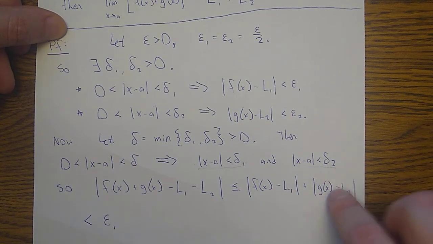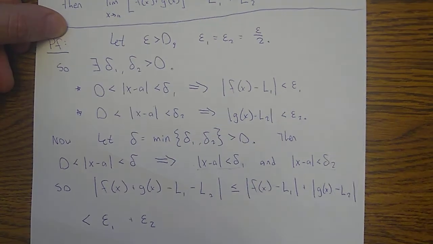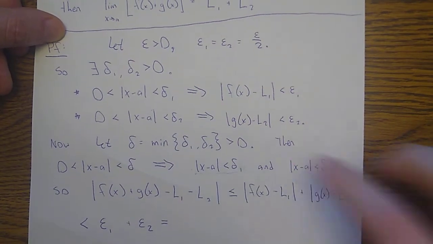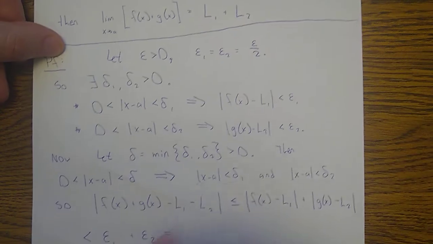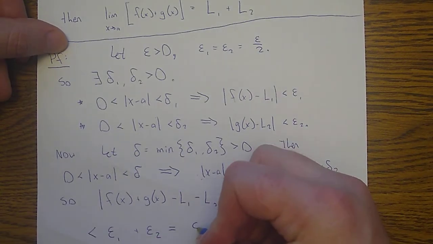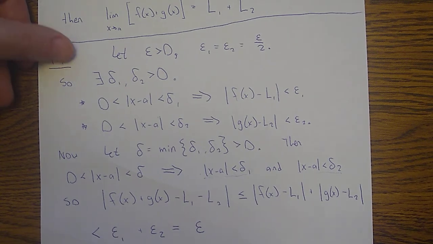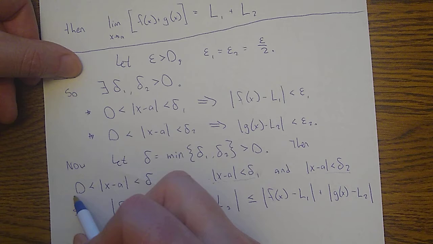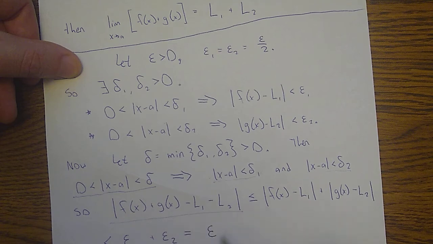And then similarly, I get this is less than epsilon 2. But oh, look, we chose epsilon 1 and epsilon 2 to both be half of epsilon, so when I do this, this is just epsilon. So I got that this implies that this is less than epsilon.